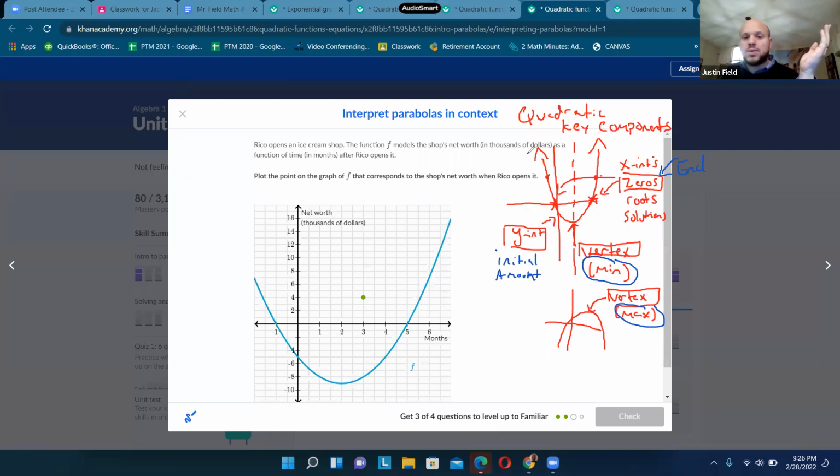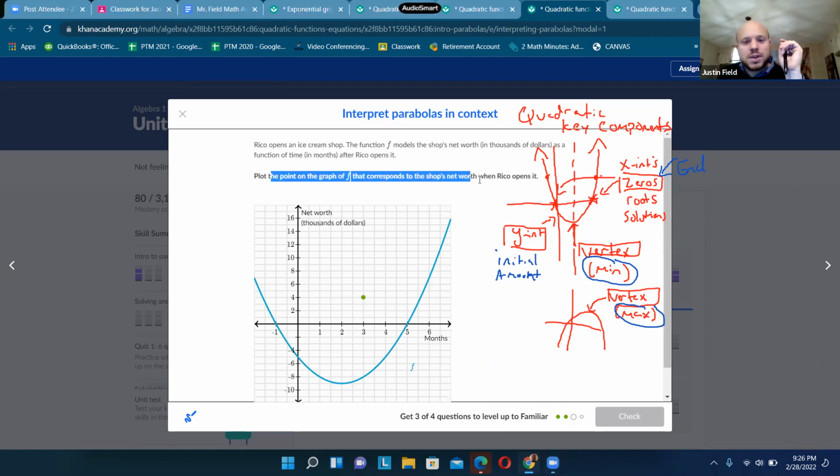It could be, we'll see, when the profit changes. So we're just going to try to make some sense of these situations using the key components. So let's read this. Rico opens an ice cream shop. The function f models the shop's net worth in thousands of dollars as a function of time in months after Rico opens it. Plot the point on the graph that corresponds to the shop's net worth when Rico opens it. All right, so when he opens it, that's the initial value. That's the y-intercept.